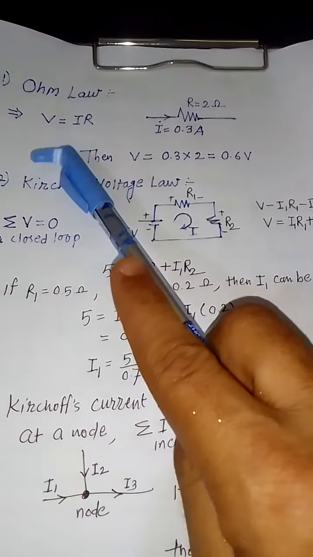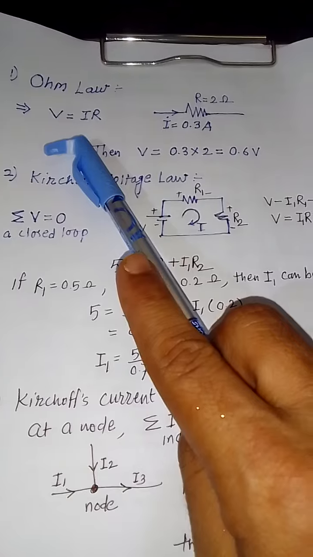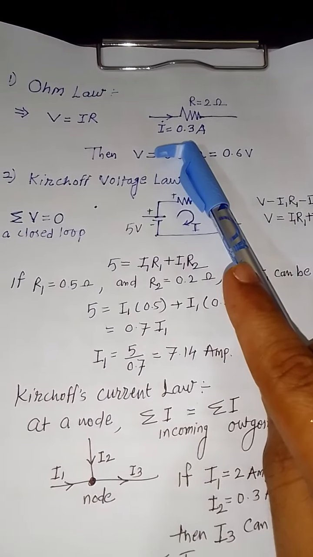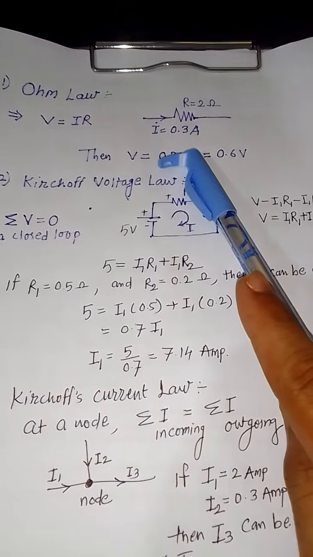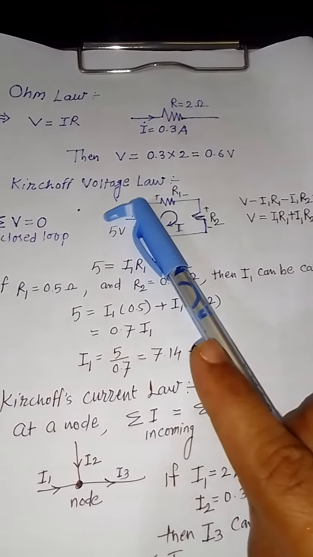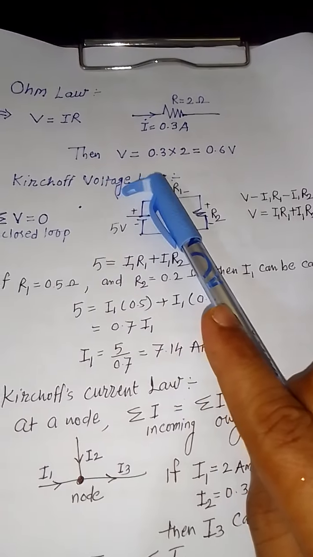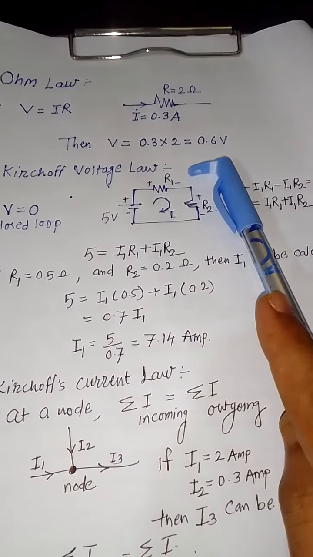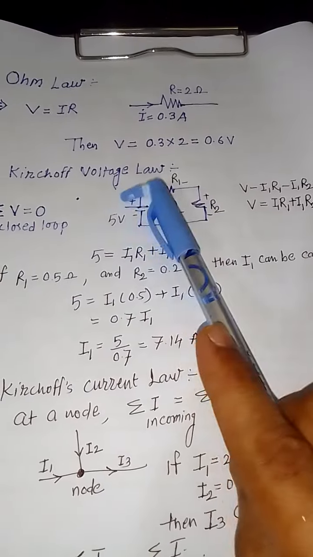Ohm's law: V is equal to I R. Suppose current 0.3 is flowing through a 2 ohm resistance. Then V is equal to 0.3 times 2, which is equal to 0.6 volt. Kirchhoff's voltage law.